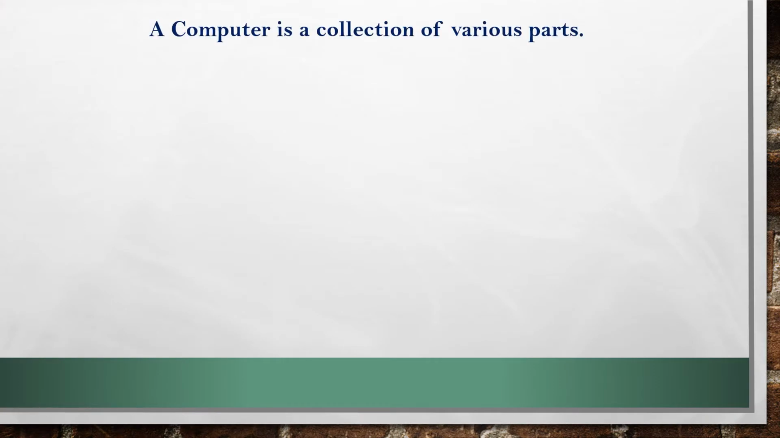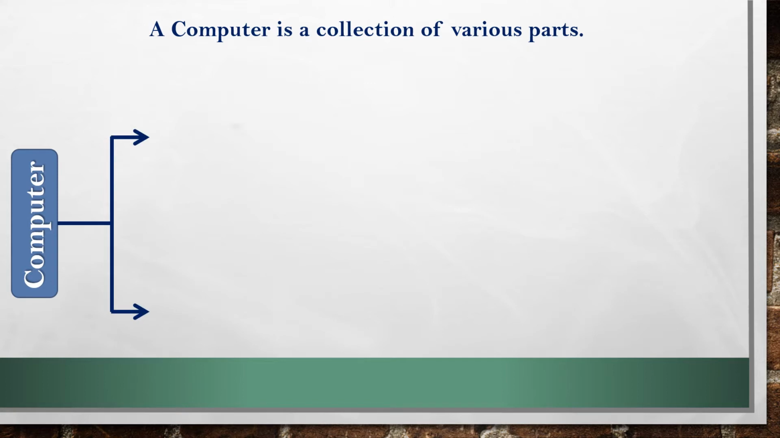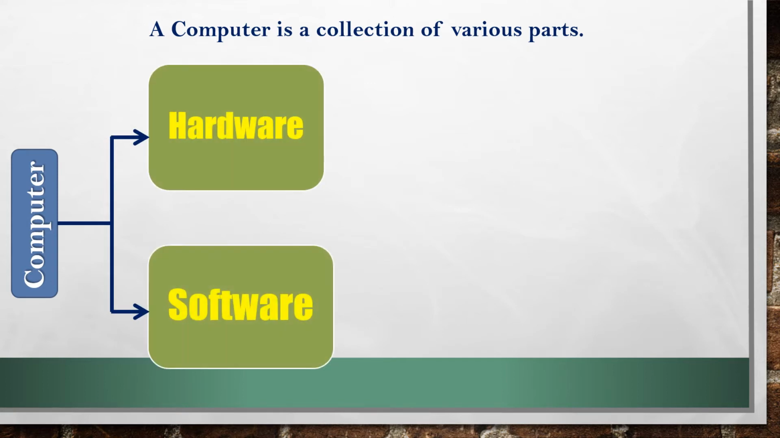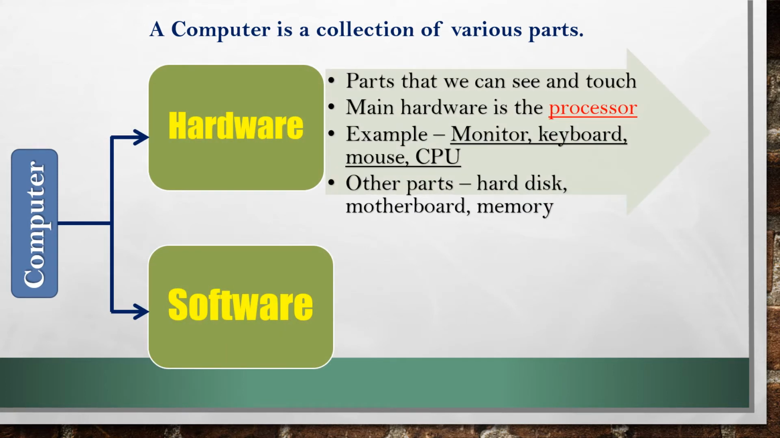A computer is a collection of various parts that work together. This is why it is also referred to as a computer system. A computer has two basic parts, hardware and software. Hardware are parts that we can see and touch. The main hardware is the processor.